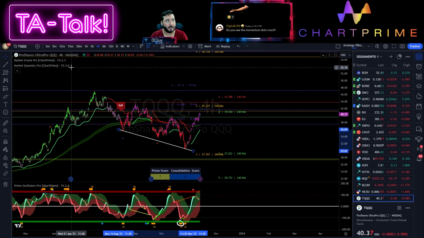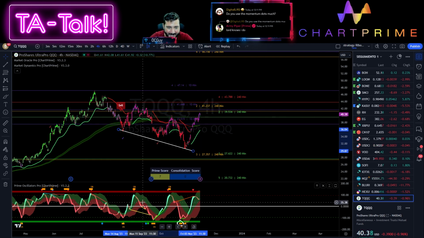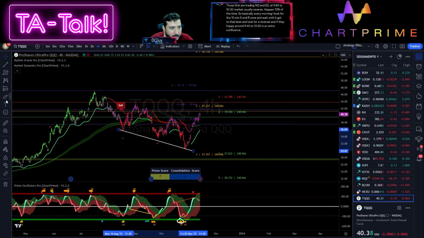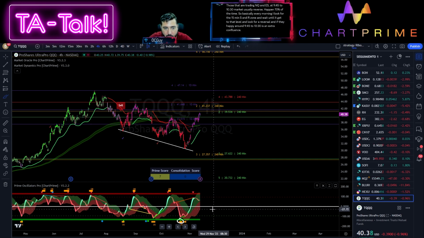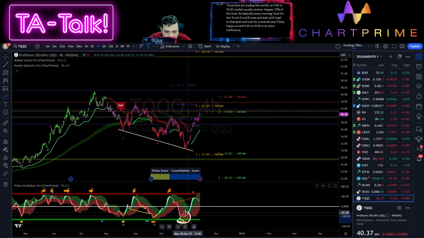Remember what I call about prediction? Well, this is an amazing tool to start looking at. So, do you use the momentum dots much? Lord knows I do. Perfect. Love it. Now, what could we be looking for? Maybe I'm looking for a support. I got my support. I'm looking for reversals. Look at what else I have.